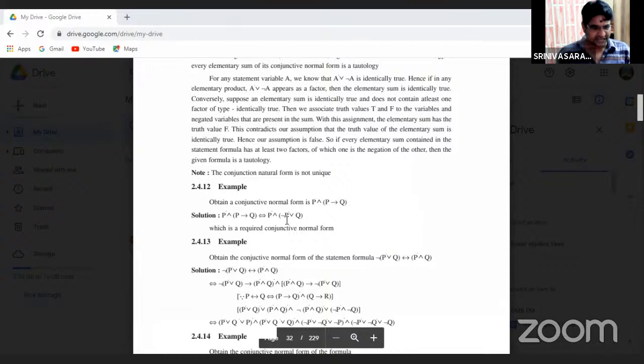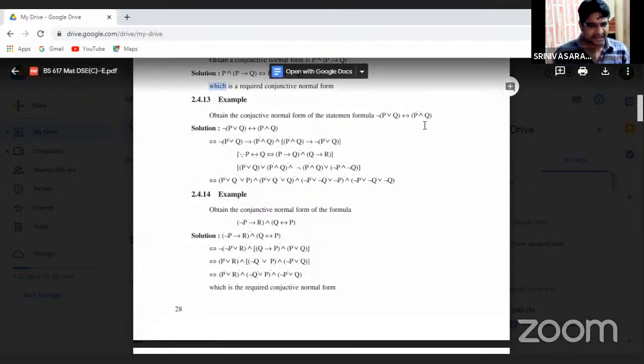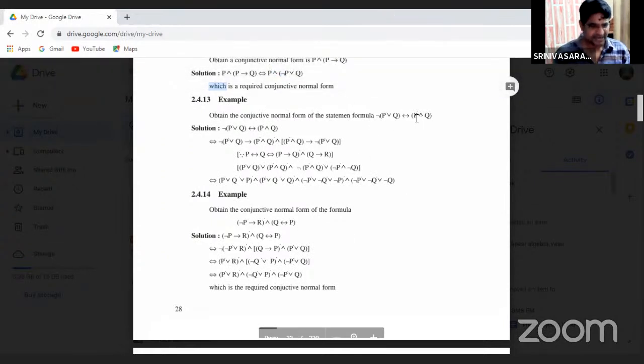Now, P and (negation of P or Q) is the conjunctive normal form, that is the definition of P and (P implies Q). That's enough. In the same manner, this is also there. Obtain the conjunctive normal form of the statement formula: negation of (P or Q) if and only if (P and Q). Negation of P or Q is equivalent to P and Q.